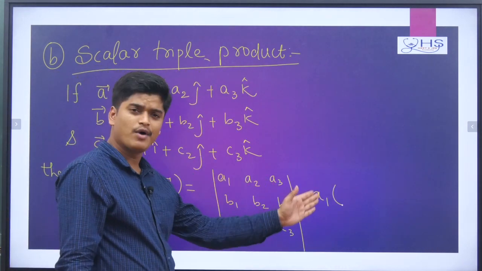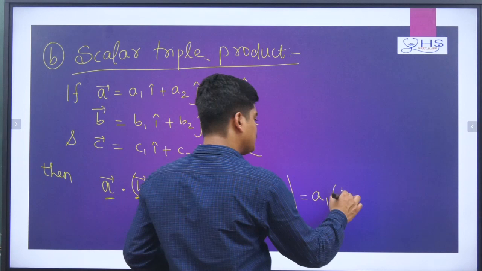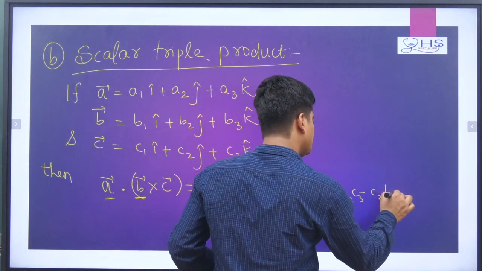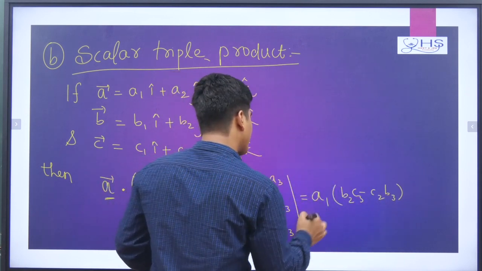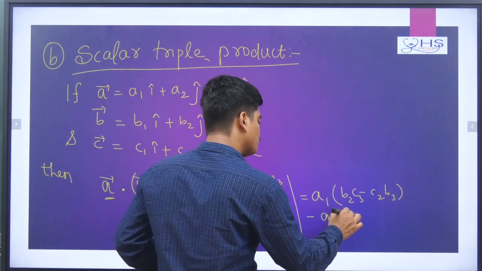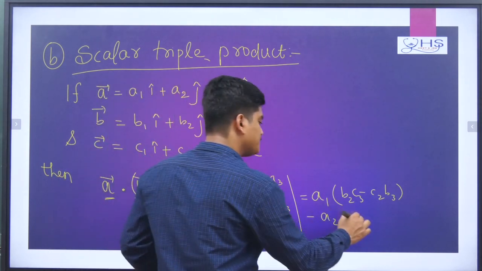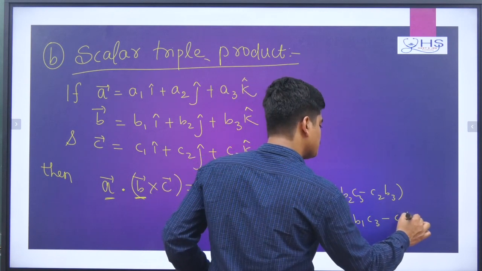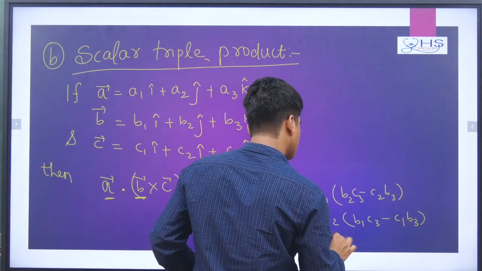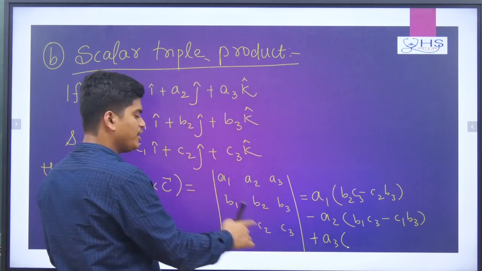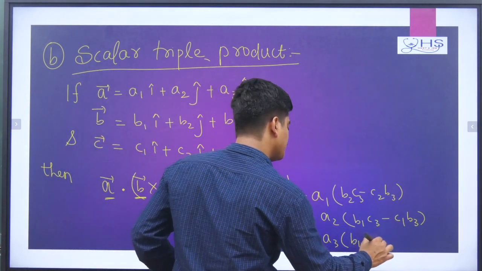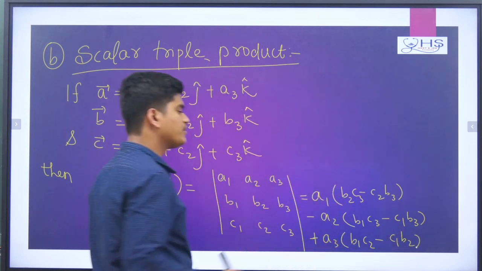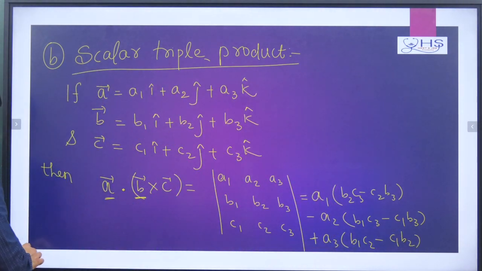So here you do what? A1 into B2 C3 minus C2 B3. Then after that you get minus A2 into B1 C3 minus C1 B3, then plus A3 into B1 C2 minus C1 B2. So like this you can calculate, and here you know how to calculate this determinant.